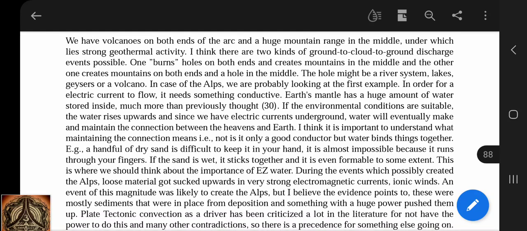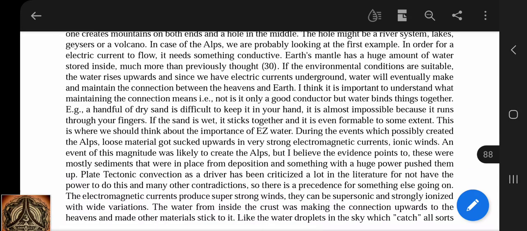In order for an electric current to flow, it needs something conductive. Earth's mantle has a huge amount of water stored inside, much more than previously thought. If the environmental conditions are suitable, the water rises upwards, and since we have electric currents underground, water will eventually make and maintain the connection between the heavens and Earth. I think it is important to understand what maintaining the connection means, i.e. it is not only a good conductor, but water binds things together.